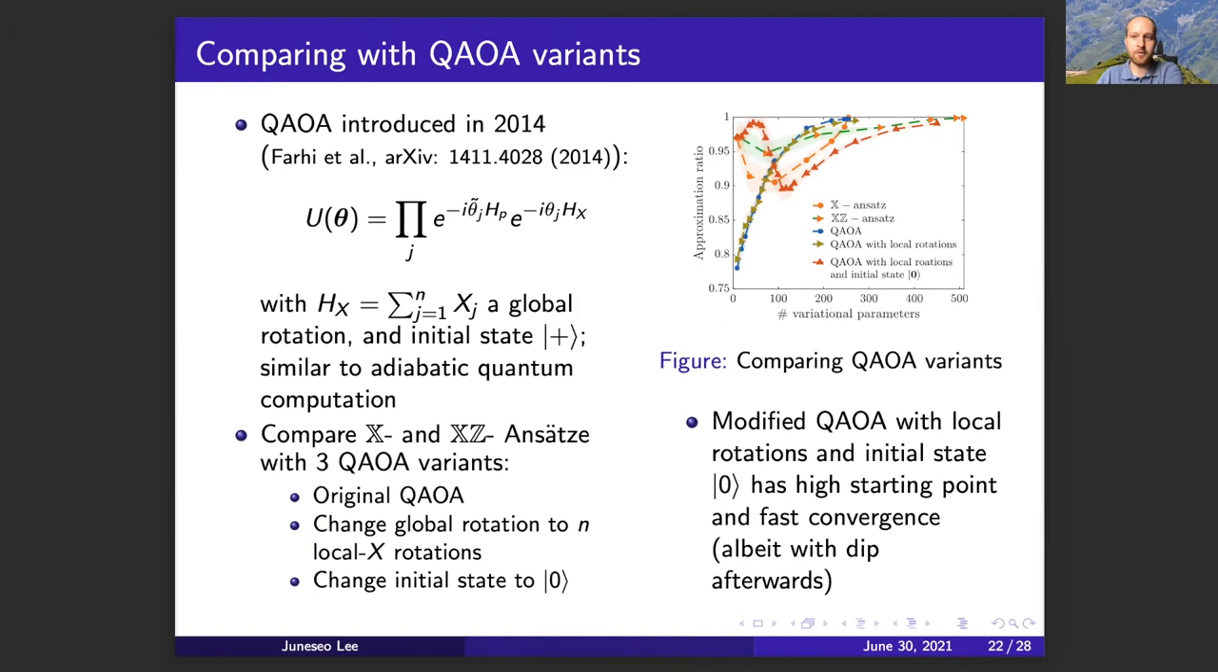I know it's not clear, but do you have any thoughts or theories about what's there? Yeah, I mean, the starting point itself, the intuition is that the ground state is reachable if you start from the zero state, since the ansatz element basically flips the bits. But from the plus state, you can't actually guarantee that after only a few layers, you can reach the ground state. So with few variational parameters, it being higher with the zero state versus the plus state makes sense intuitively. Now, why it dips after, I have no idea.